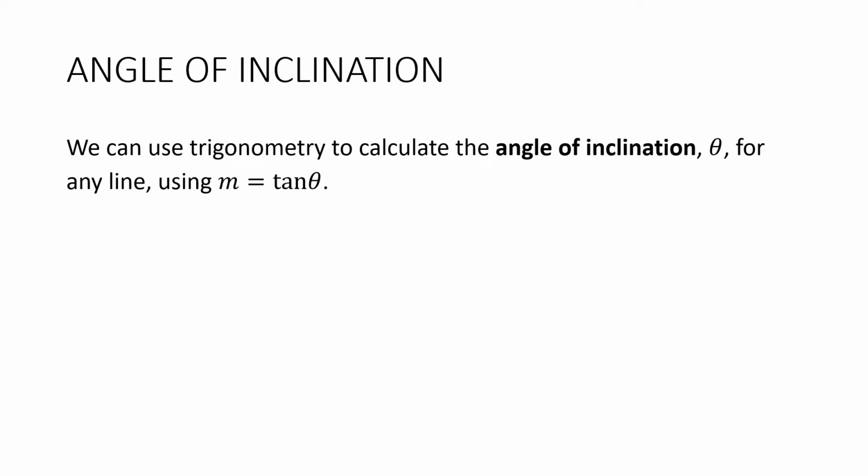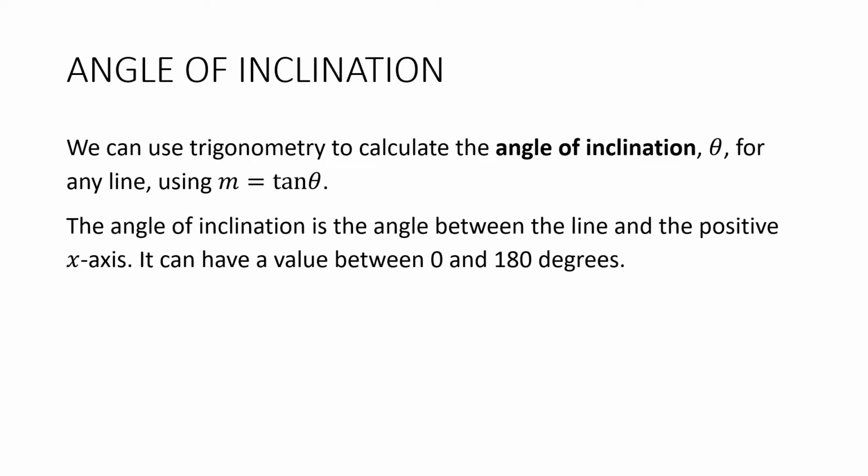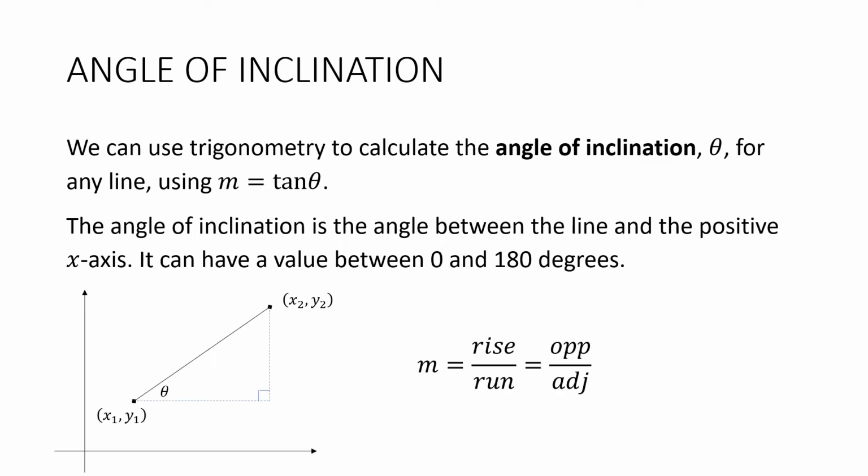Now we can also use trigonometry to calculate the angle of inclination, theta, for any line using m equals tan theta. The angle of inclination is the angle between the line and the positive x-axis, and it can have a value between 0 and 180 degrees. So here's our diagram from before. Now remember that m is equal to rise over run, which is also opposite on adjacent. So m is equal to tan theta.